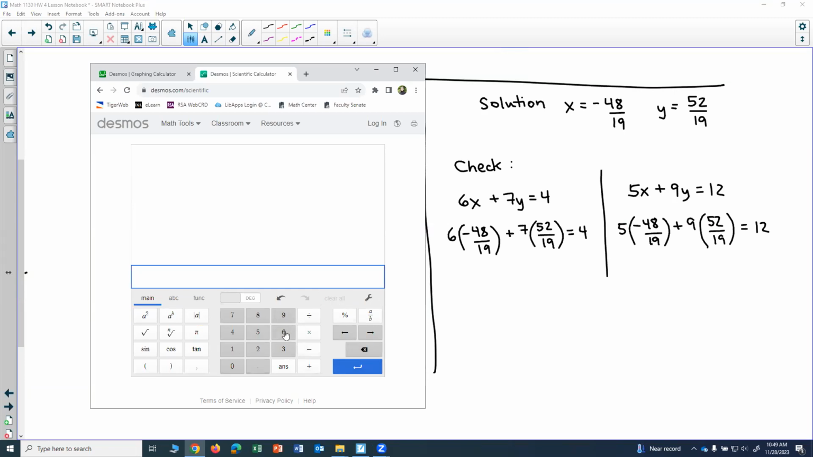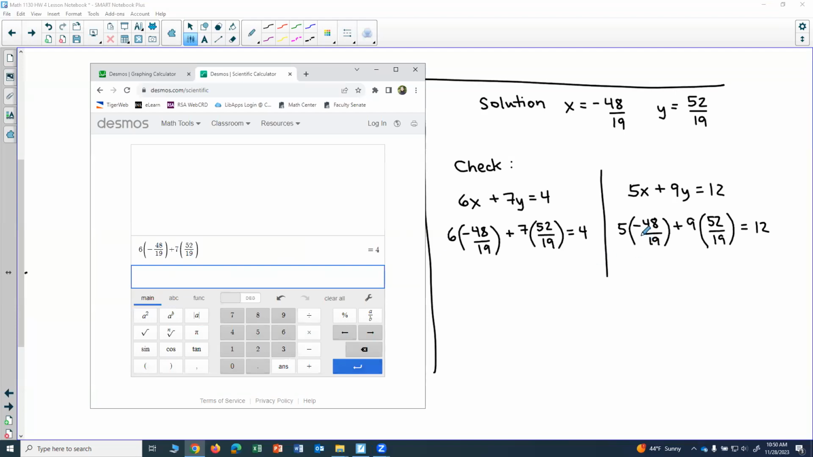Okay, so I'll do the left side one first. So I have 6 parentheses negative 48 over 19. Close the parentheses, plus 7 parentheses 52 over 19. Close the parentheses. That equals 4. So that one checks out. That one's good.